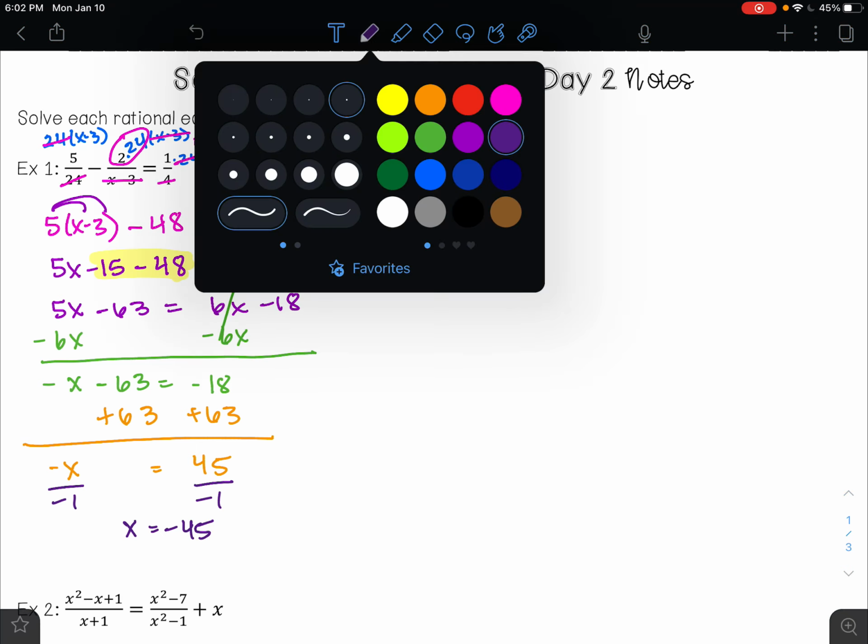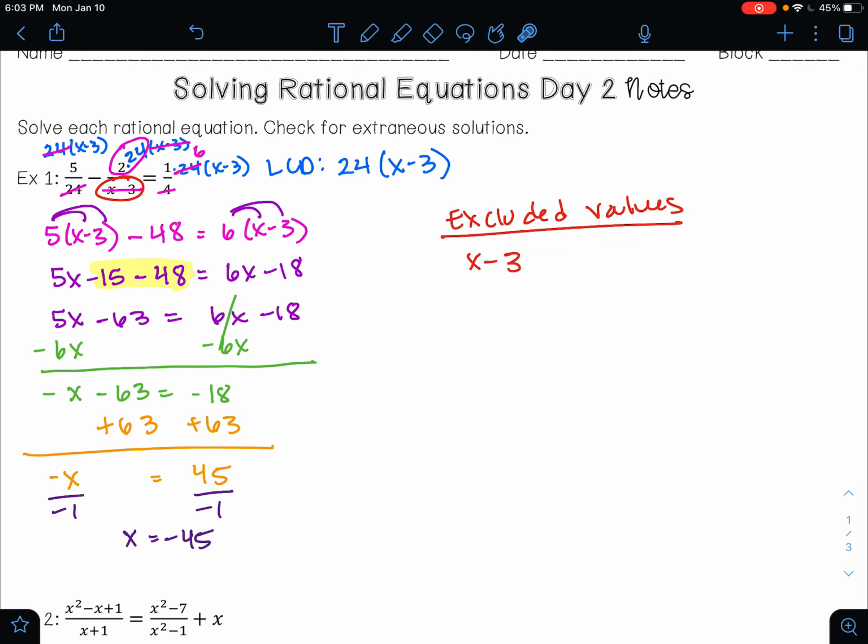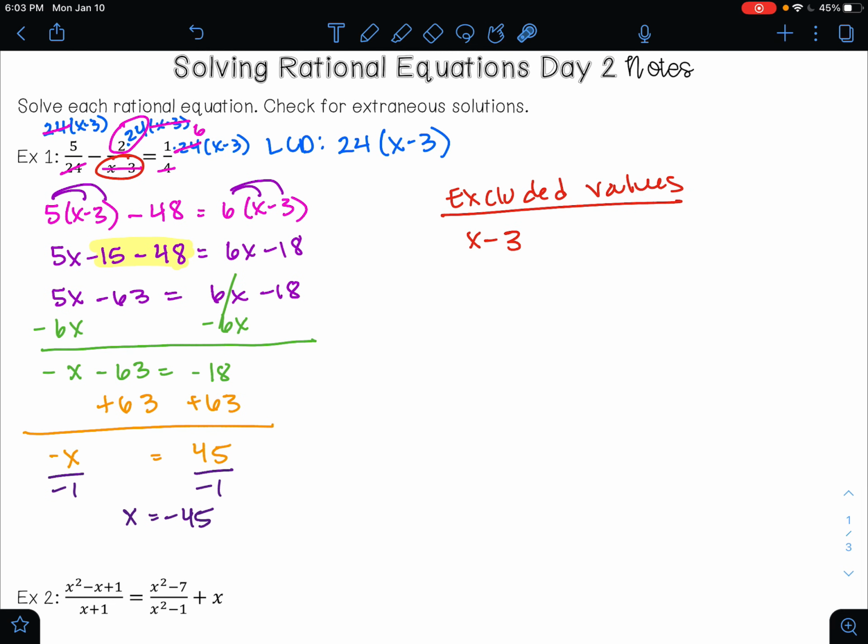My next step is going to be to check for extraneous solutions by looking at my excluded values. Remember, to find your excluded values, you set your denominator that has a variable equal to 0 and solve. The only denominator that I need to worry about is x minus 3. My other two denominators are constants. They're never magically going to turn into 0, so I don't have to worry about those.